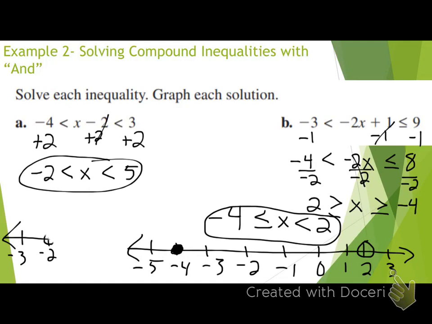X is greater than or equal to negative 4. That'd be to the right of negative 4. X is less than 2. That'd be to the left of 2. So where's the overlap? Middle, between the 2 points. Like I said, most of the time, it'll be in the middle. Questions on B here? I've got one more example for you and I'm done.